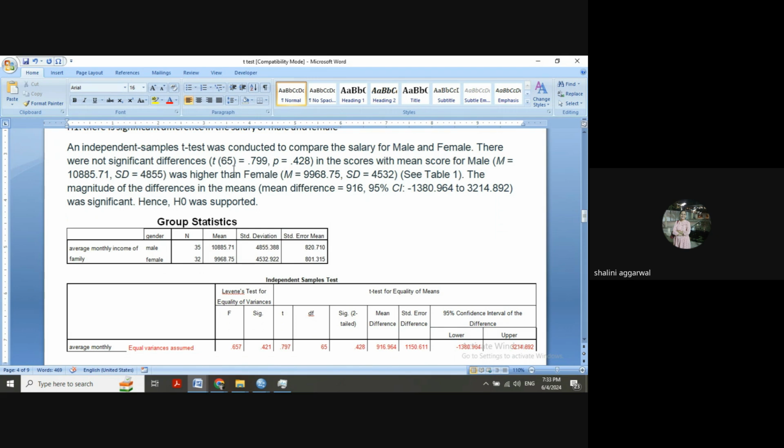T, degree of freedom. This degree of freedom is equal to 7.97 and the p value is 0.428. Look at this, the degree of freedom in the bracket. Then the mean score value of males, standard deviation, the magnitude of difference in the mean is this, with the confidence interval this and this. Like this you have to write. And hence H0 was supported, that there is no significant difference between the salary of males and females.